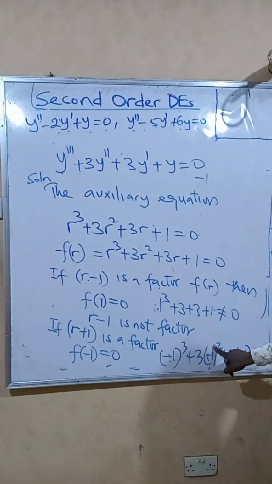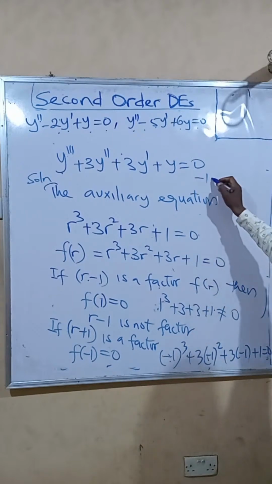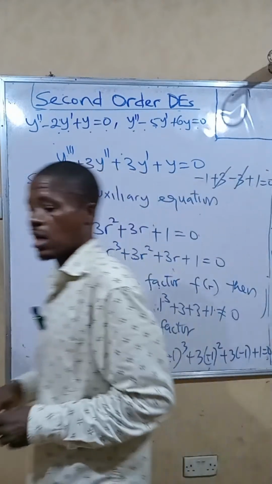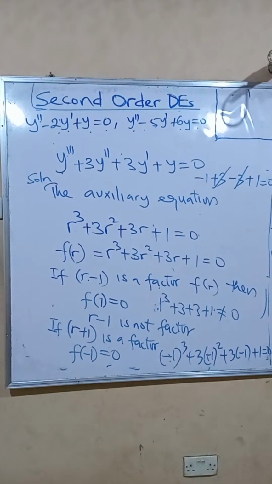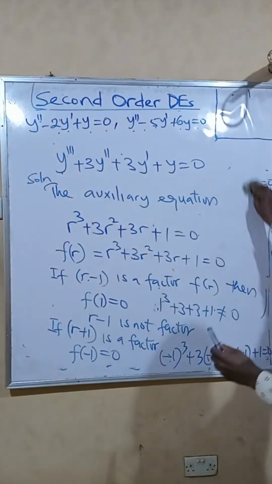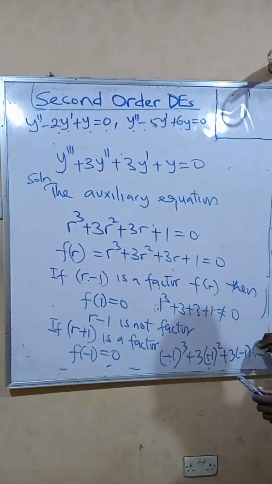This one, minus 1 squared, that's a 1 times 3, that's a plus 3. And then this one, 3 times minus 1, that's a minus 3. And then plus 1. So this and this cancel and it is equal to 0. That confirms that r plus 1 is a factor.